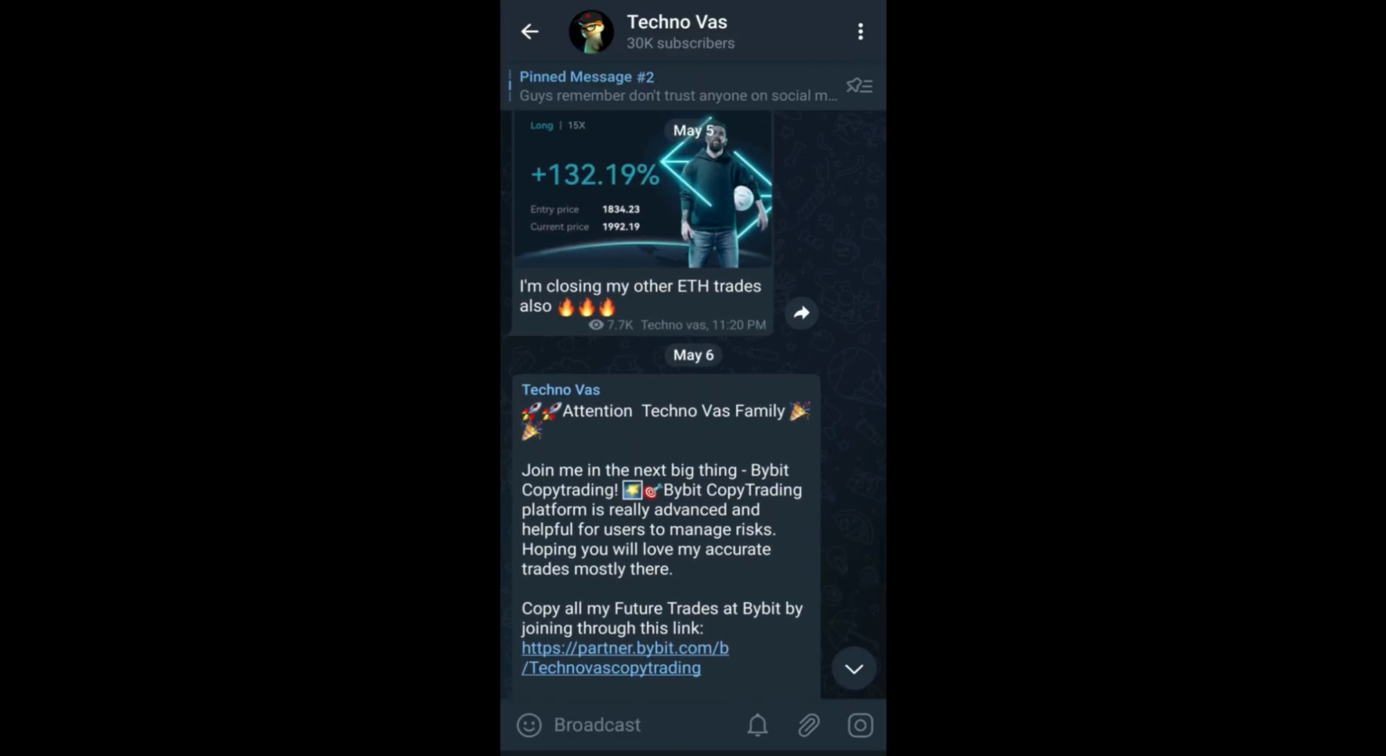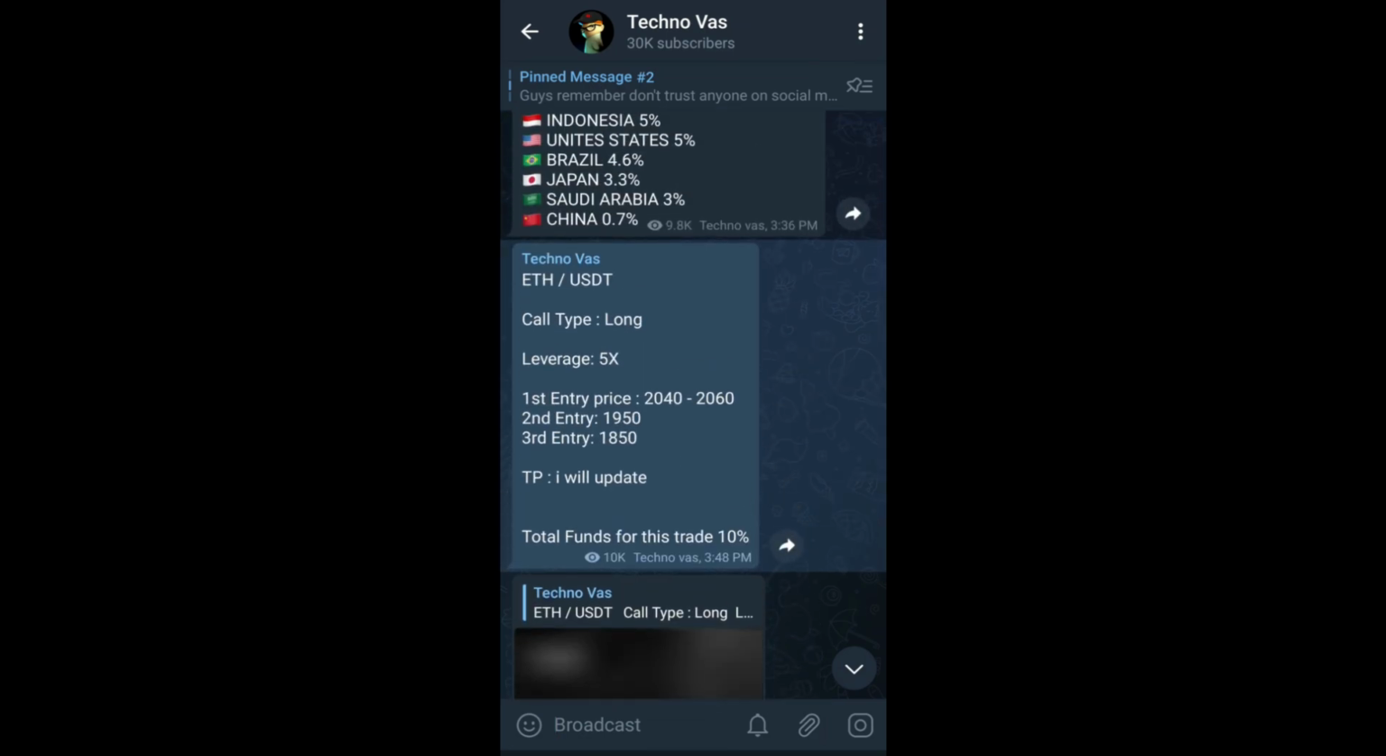Okay, now on my Telegram channel, I keep on sharing this type of futures trade signals, right? Now I'll show you how to execute trades by using these signals. Right now this Ethereum trade price is a little bit outdated. So I prepared the same exact signal with a different price.